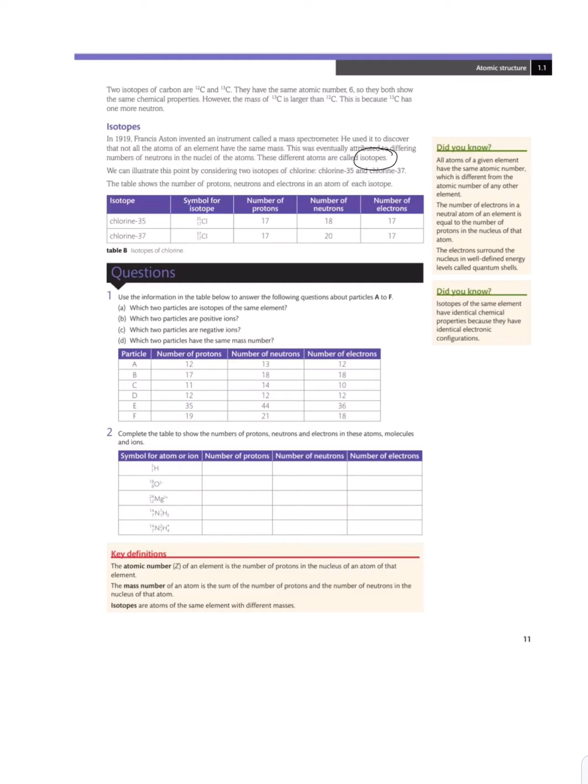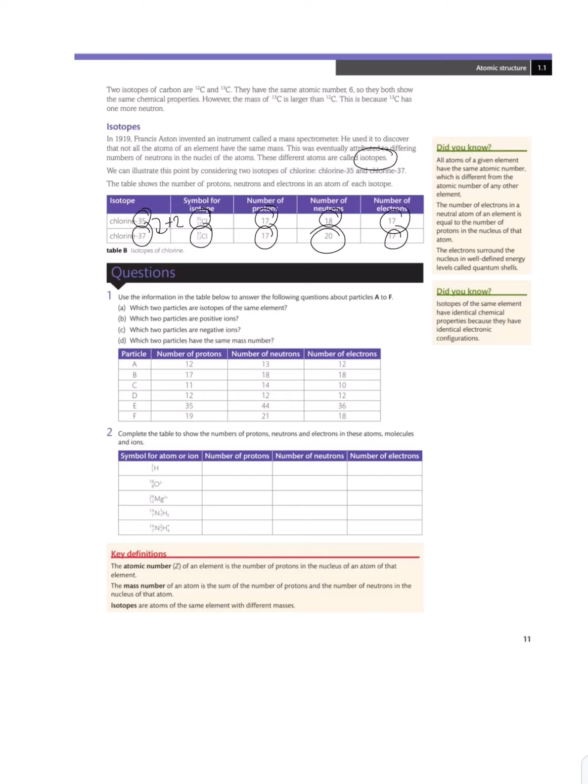We can illustrate this point by considering two isotopes of chlorine, chlorine 35 and chlorine 37. The table shows the number of protons, neutrons and electrons in an atom of each isotope. So chlorine 35, shown by this symbol, has 17 protons, 18 neutrons and 17 electrons. Chlorine 37, shown by this symbol, has also the same number of protons, 17, and therefore the same number of electrons, but it has two more neutrons, hence why it's 37.